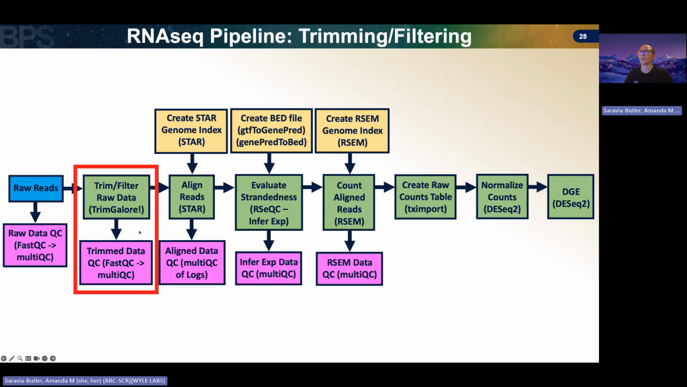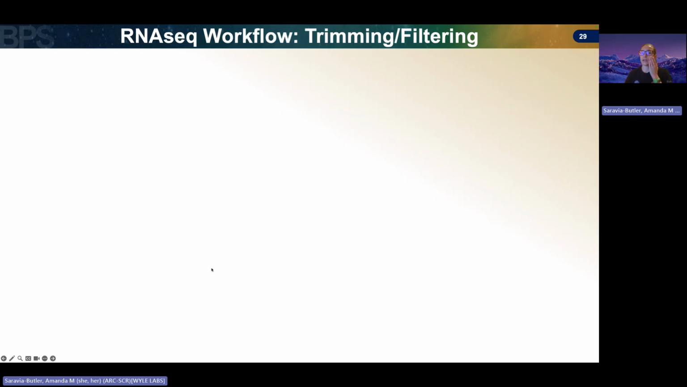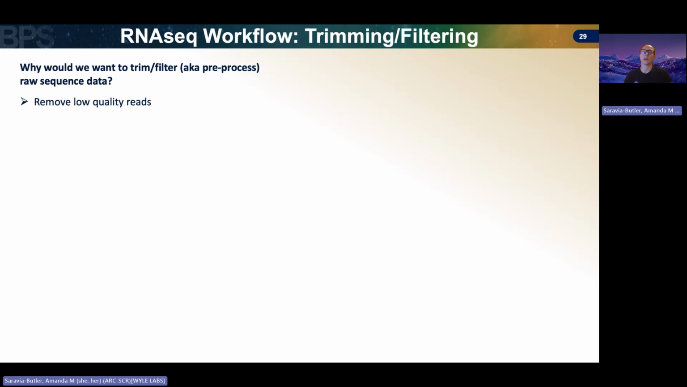So let's get into a little bit more about trimming and filtering data. So why would we want to trim or filter? This is also known as pre-processing raw sequencing data. Well, as we talked about, we'd want to remove any low quality reads. We'd want to trim off any adapters because we added them artificially, so it's going to affect our mapping efficiency. We didn't talk about this yet, but we might want to trim 3' or 5' ends as well.